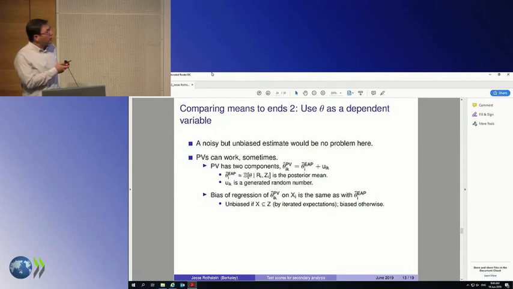One way to think about what PVs are is there's really two components of a PV. There's the posterior mean, and then there's some random draw from the distribution around that posterior mean. If we had the posterior mean, you can imagine running a regression of the posterior mean on our x variables. That's great. The noisy part, the draw from the distribution around the posterior mean, is drawn on the test maker's computer. That tells us nothing about the world. We knew there was some distribution, it's a random draw from that distribution. So having that extra draw doesn't do anything to help our regression. The bias we're going to get in our regression is the same if we're using the plausible value as if we're using the posterior mean.